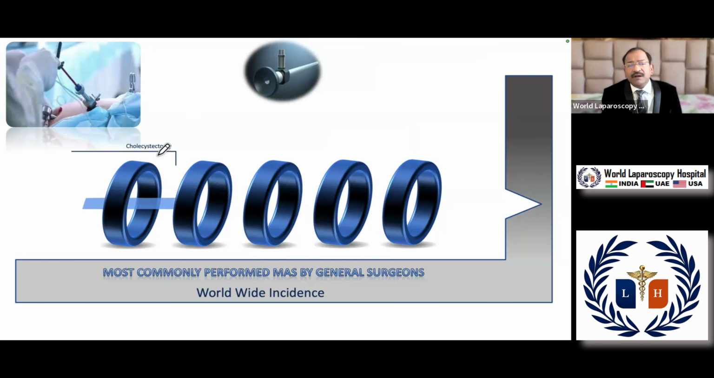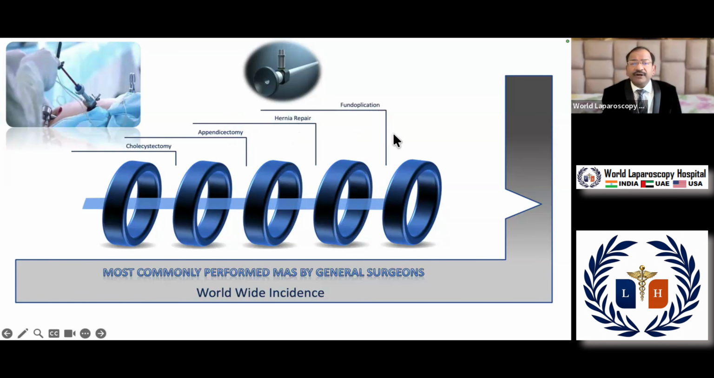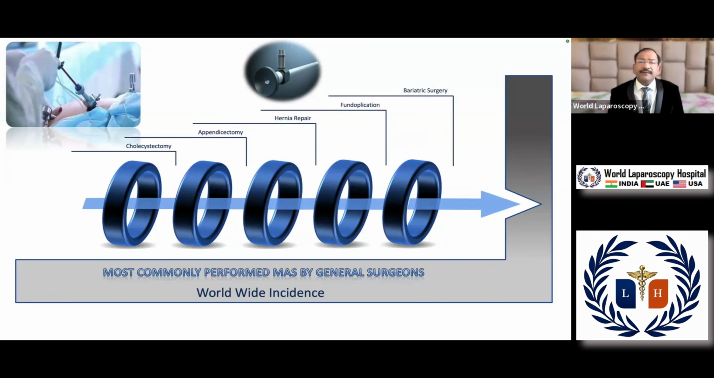All over the world, the maximum number of minimal access surgeries performed by general surgeons is cholecystectomy. Approximately 40,000 cholecystectomies are performed every day. The second most frequently performed minimal access surgery by general surgeons is appendectomy. Approximately 15,000 appendectomies are performed every day. However, it is old data. Now recent data has increased this number. The third most frequent is hernia, the fourth is fundoplication, and the fifth is bariatric surgery. These are the most frequently performed minimal access surgeries by general surgeons.